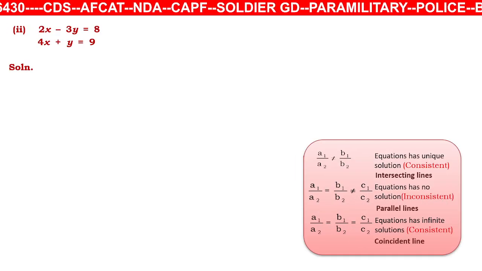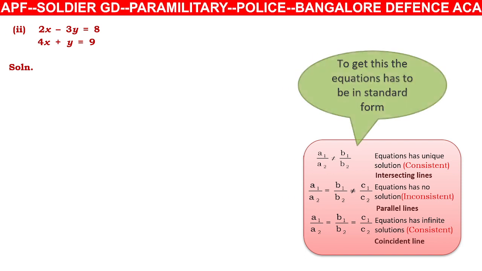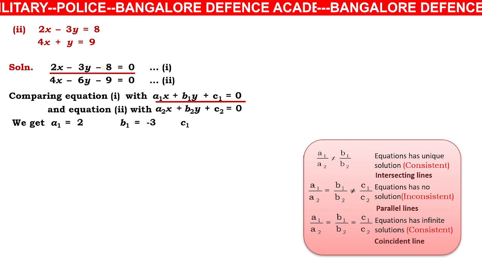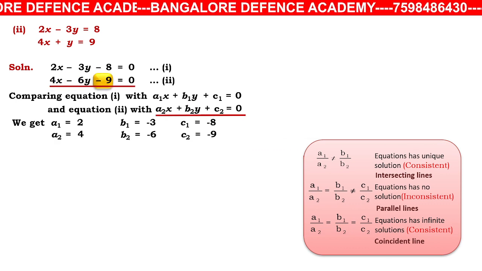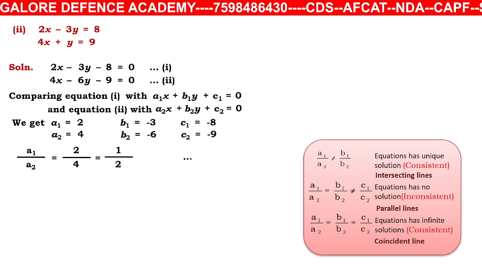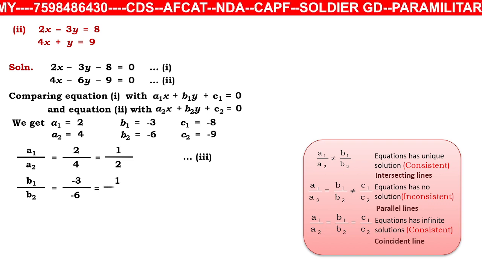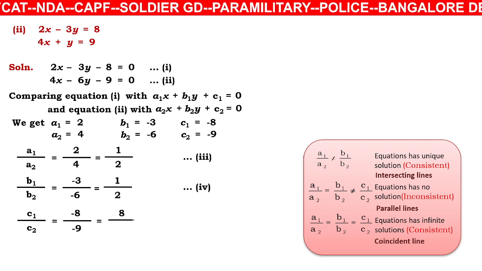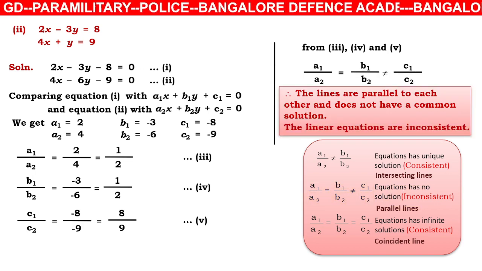Now looking at the next question, 2x minus 3y is equal to 8, and the second equation is 4x plus y is equal to 9. So it's easy. First of all, you have to find the values: a1 is equal to 2, b1 is equal to minus 3, c1 is equal to minus 8. Then you have a2 is equal to 4, b2 is equal to minus 6, and c2 is equal to minus 9. So a1 by a2 is equal to b1 by b2 is equal to c1 by c2. You have to check whether those conditions are satisfied. Here I get a1 by a2 is equal to 1 by 2, b1 by b2 is equal to 1 by 2, and c1 by c2 is equal to 8 by 9. So now here condition number 2 is satisfied. What does it mean here? They are parallel to each other. These two lines are parallel to each other.